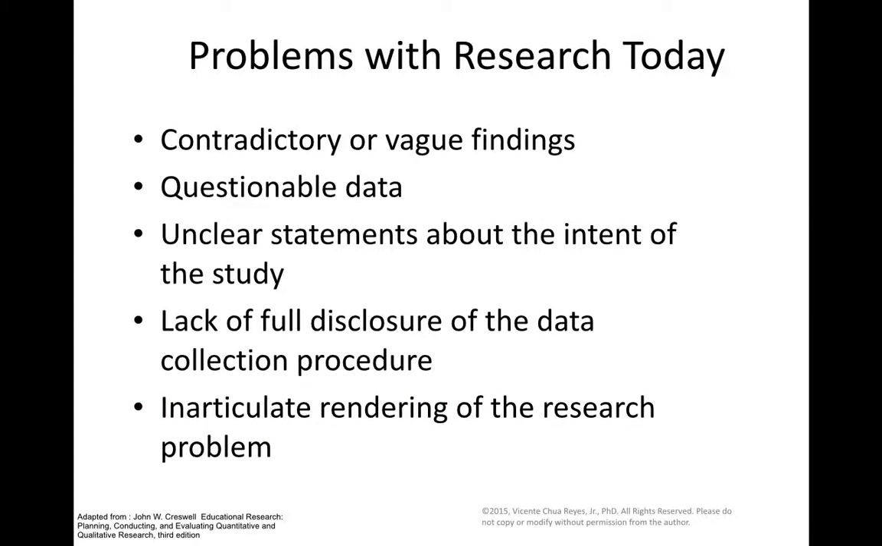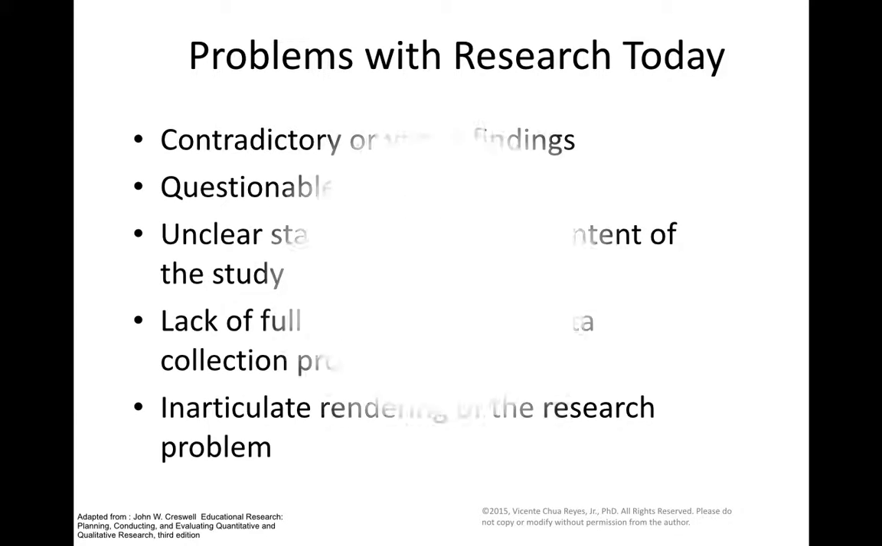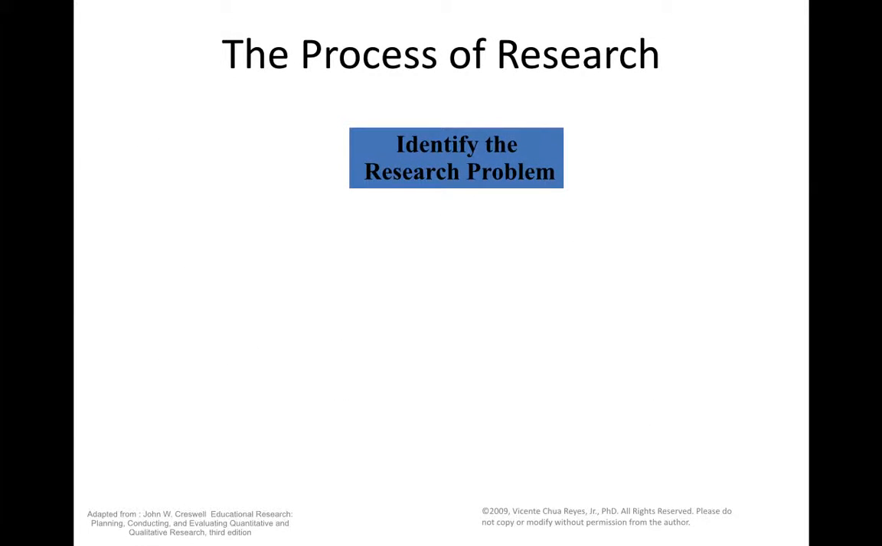What are some problems with research today? As you can see, you can find contradictory or vague results. There's questionable data, unclear statements about the intent of the study, lack of full disclosure of the data collection procedure, and also inarticulate rendering of the research problem. These are problems that are encountered in research today.